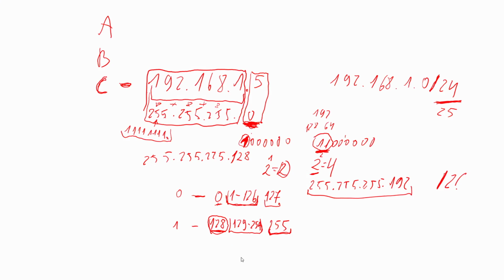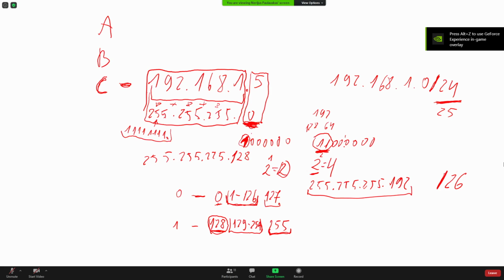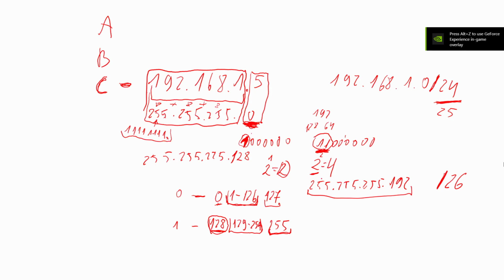So if we take 2 bits, we can define this as /26, because we take 26 ones. Yes, this is 8 ones, 8 ones, 8 ones, and 2 more ones. So we have 26 bits. And in this case, we have 4 subnets. It means 0, 1, 2, 3.